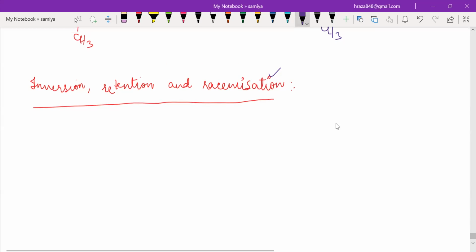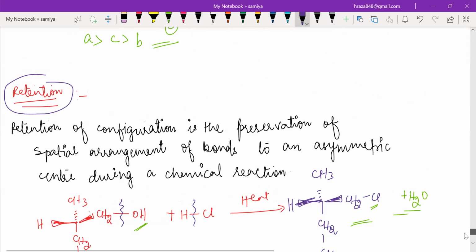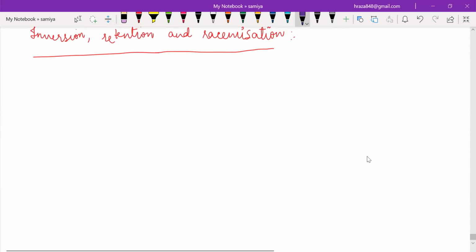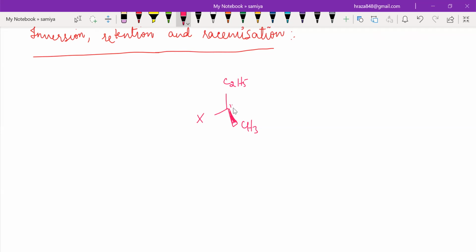So see, what I was saying, there are some terms we need to understand. What is this inversion, retention, and racemization? So I'm going to take an example, and then we can easily understand these terms. This is C2H5. This bond shows basically on the plane, this is out of the plane, and this is below the plane. This is basically hydrogen.